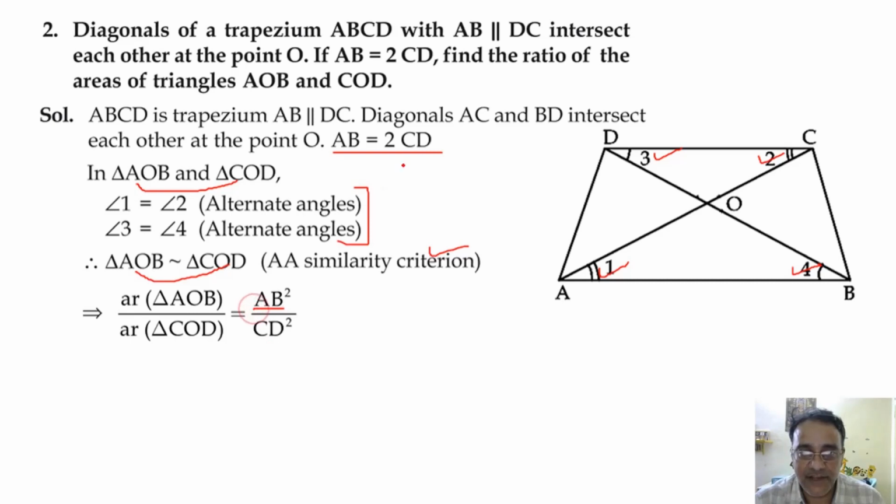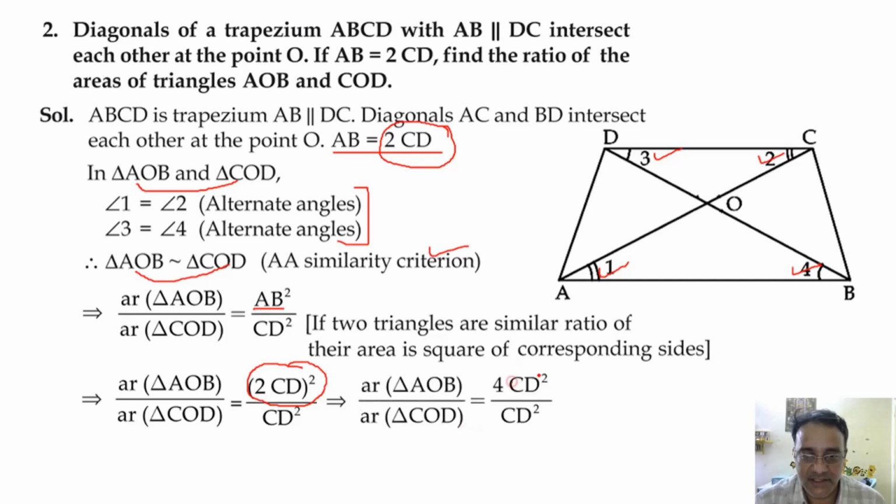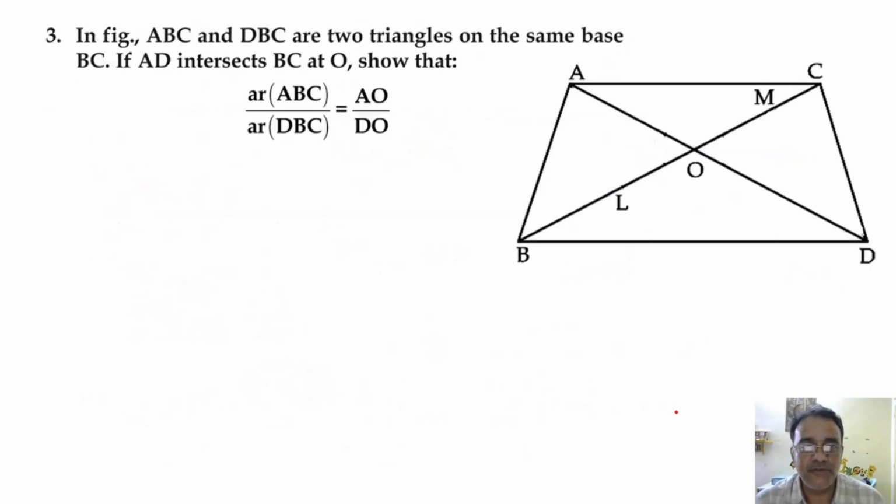And the value of AB is given as 2 times CD. Now we'll substitute this value here. So 2 CD whole square. So how much will this be? 4 CD square. Right. So this CD square you can cancel. So what is the ratio? 4:1. Right. 4:1. Now we'll move toward this third question.